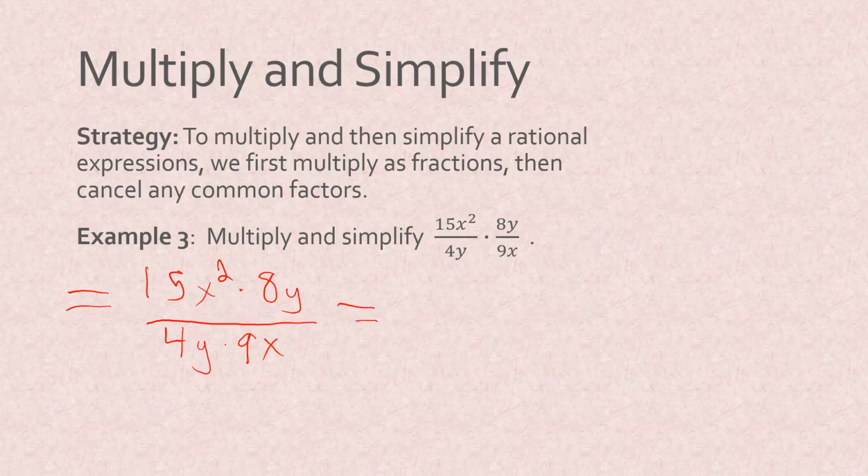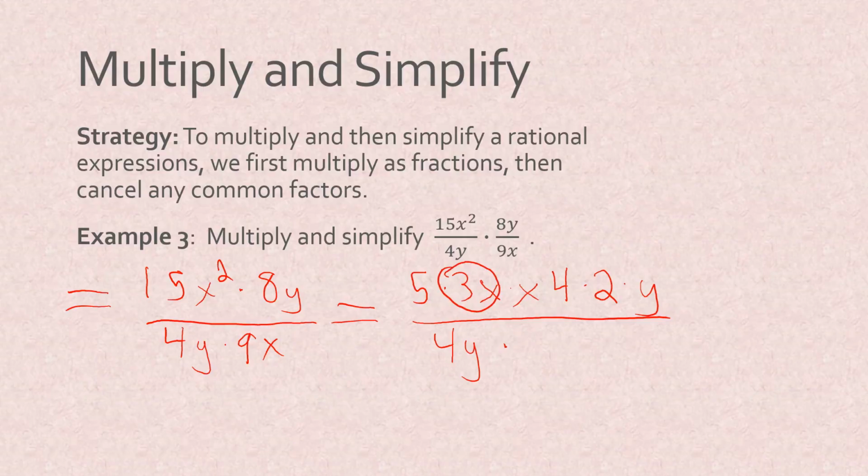Then I will take each of these and try and factor them so I could see if I could cancel any common factors. So 15 I can write as 5 times 3, and then the x squared is x times x, and the 8y I could write as 4 times 2 times y, and then all of that is all over 4y times, now I want to think about the 9x. Notice there's a 3x up here. So it's probably convenient to write the 9x as 3 times 3x, so that this 3x here could also cancel with that 3x there.